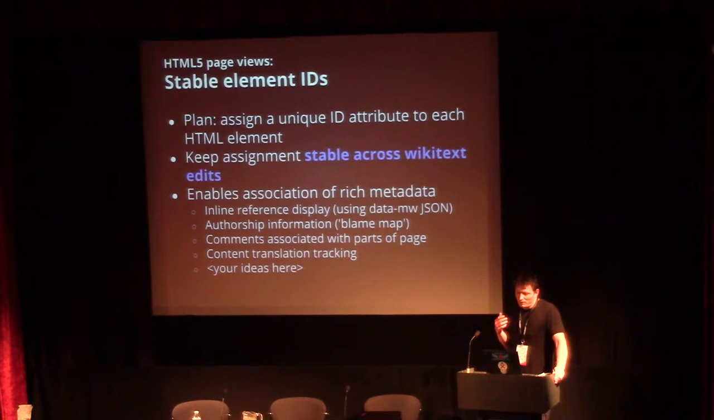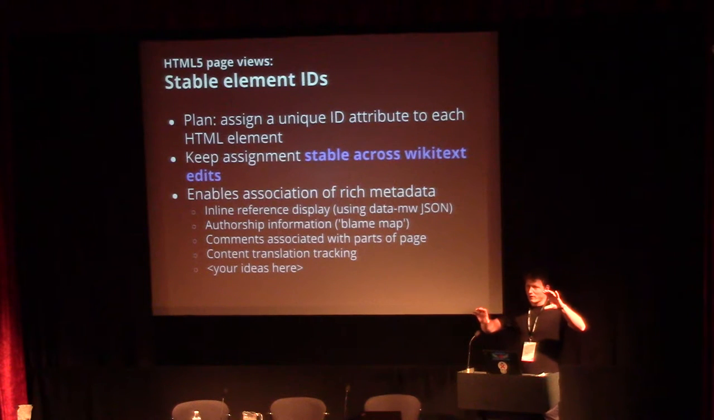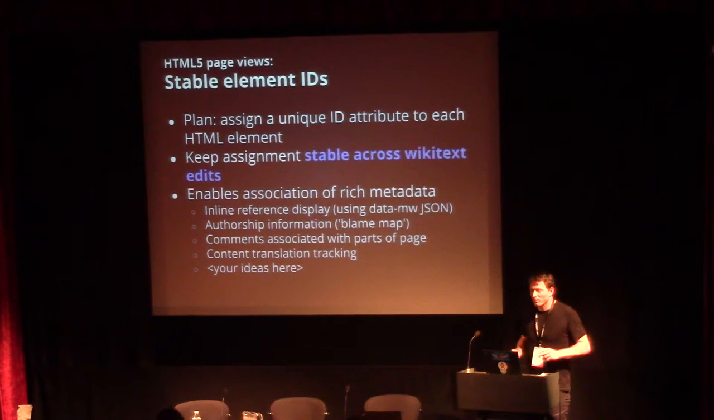For example, retrieve extra semantic information and then use it for extra displays, inline displays of references. Blame maps, that's something you can build up that would be prohibitively expensive to serve directly, but if you have IDs, you can associate it with a part of the page and then display it while hovering over it. And all kinds of other things like content translation tracking. That would be very nice if we could keep track of this was originally translated from this paragraph and maintain that relationship, and then maybe later suggest, oh, you could also translate this other paragraph. And probably more ideas.